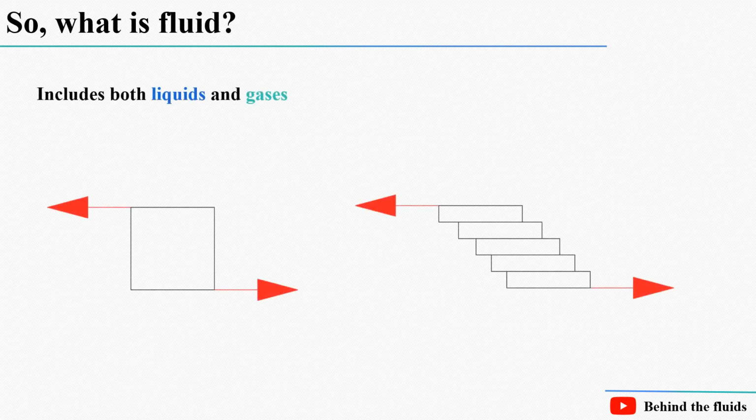Now that we understand solids, liquids, and gases, what exactly is a fluid? In fluid mechanics, both liquids and gases are considered fluids because they can flow when subjected to shear stress. The main difference is that liquids have a fixed volume and form a surface, while gases do not. So when we talk about fluids in physics and engineering, we are usually referring to both liquids and gases together.